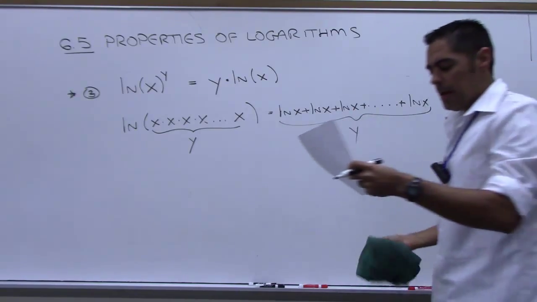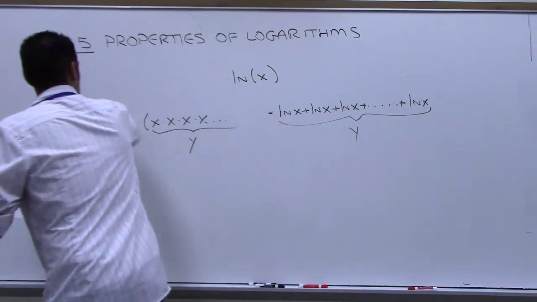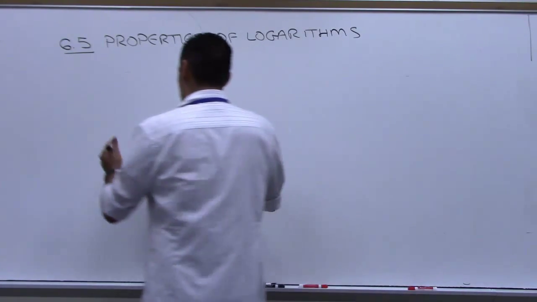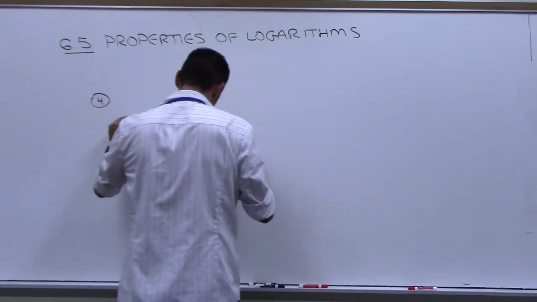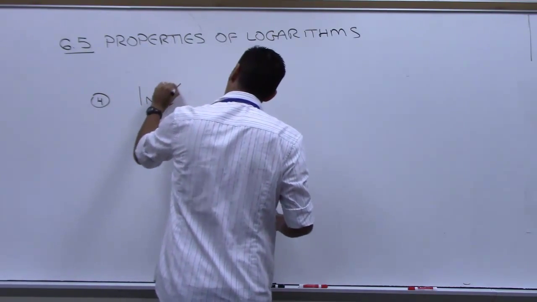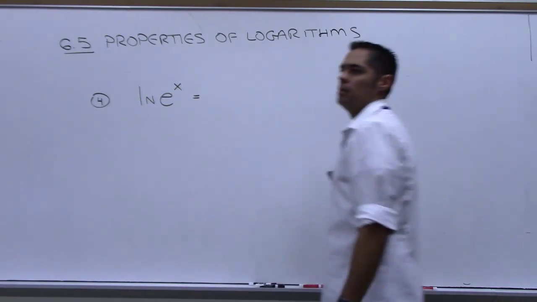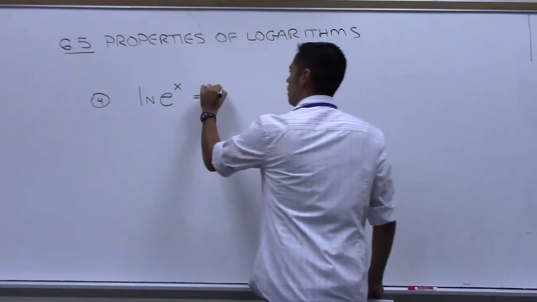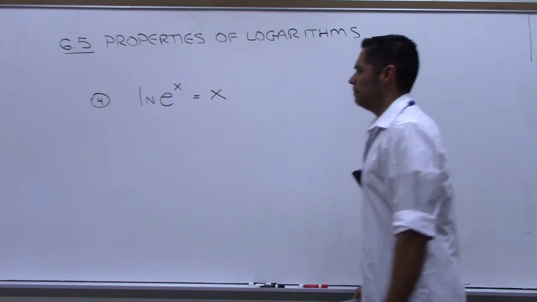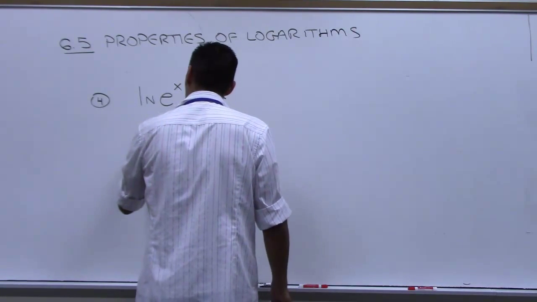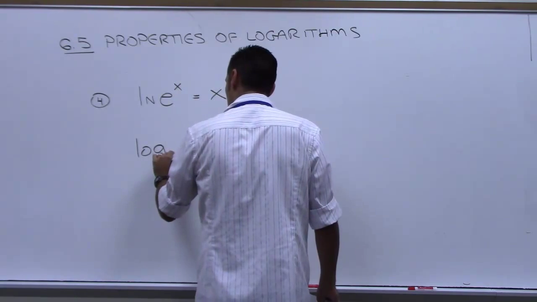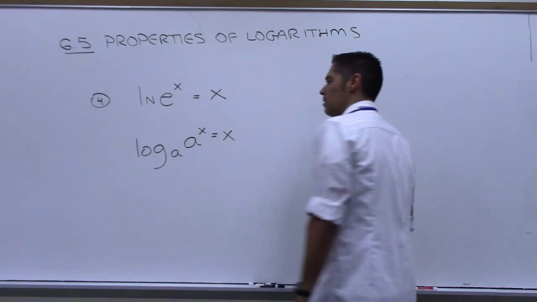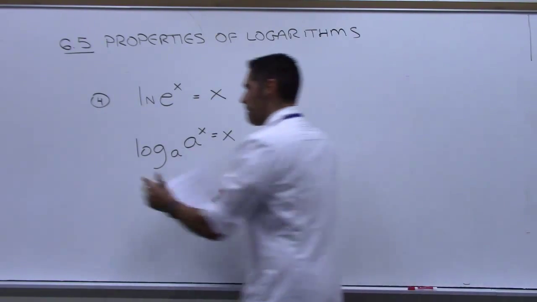All right, the next property is also important. They're all important, or else they wouldn't be on here, right? Okay, fourth property. Natural log of e to the x equals, according to the property, what? x. Why? Let's look at the other property for a general base. It's log base A of A to the x equals x. Isn't that what property 4 is there?